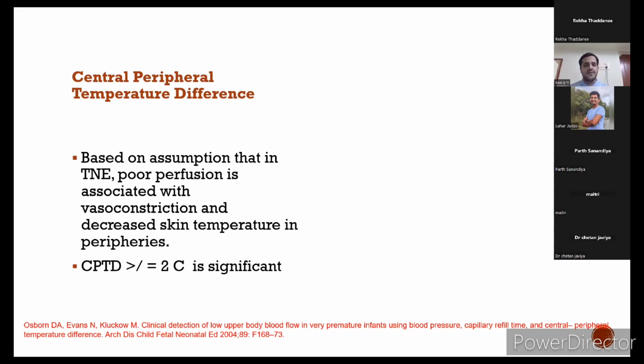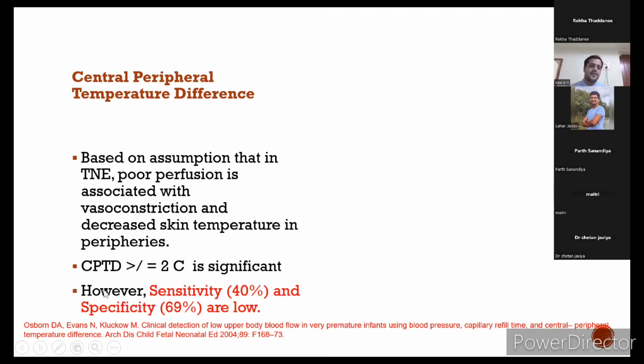Normally, in a normal baby, the difference between the temperature on the abdomen and the foot should be less than or equal to 1. But if it is more than or equal to 2, then you should be alert that there is something abnormal, provided the temperature should be normal. It should be in the thermoneutral environment.